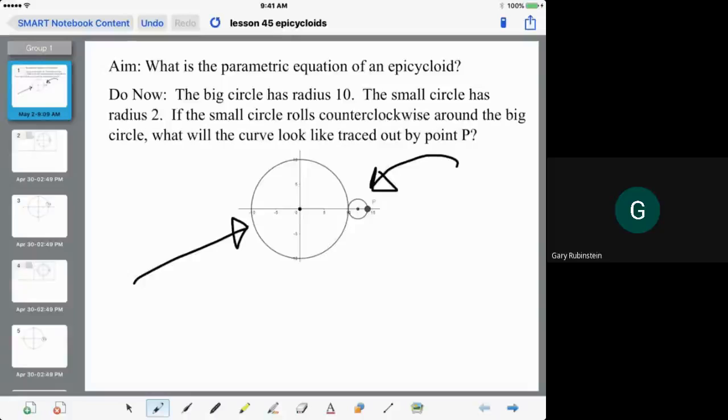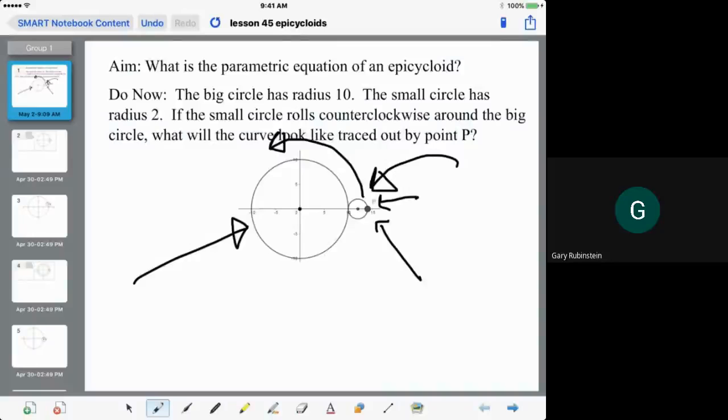And what shape would a point on the rolling circle, in this case, you can see this point right here, what curve would that trace out as the small circle rolls around the big circle? Now, you'd have to be told whether the center of the smaller circle is rolling clockwise or counterclockwise. So I'm just going to tell you that this circle, the smaller one, is going around this way.